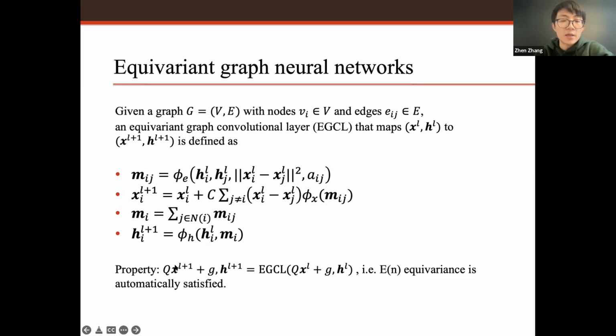equivariance, in the sense that QXL plus 1 plus G HL plus 1 will be equal to each equivariant graph convolutional layer acting on QXL plus G HL. So this is a pretty simple idea, and it actually achieved this equivariance.